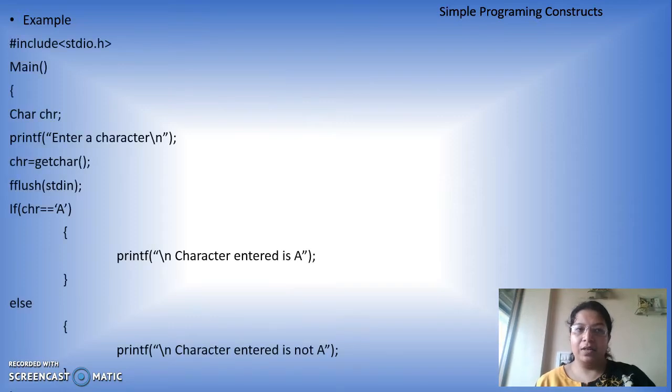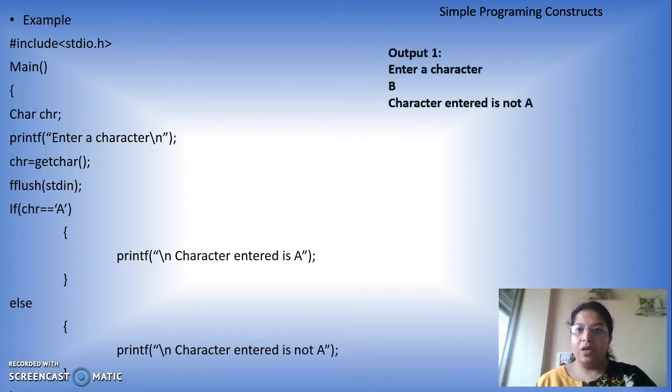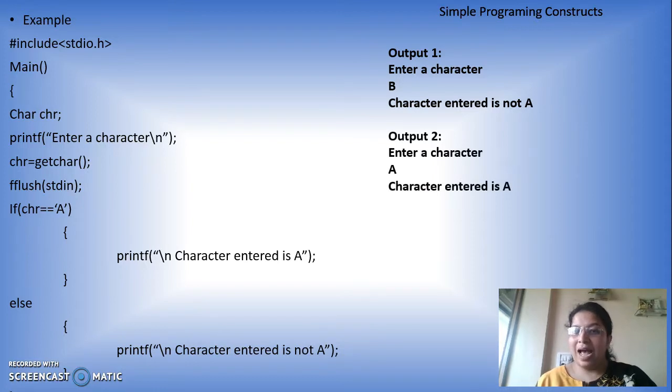Here is an example of a simple if statement. Here we ask the end user to enter a character. Then it will check if the entered character is a capital A and will respectively display "character entered is A" if it is A, else it will display "character entered is not A". So the possible outputs are: if the entered character is B, it will display "character entered is not A", and if the entered character is A, "character entered is A".